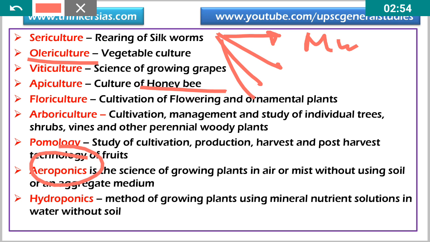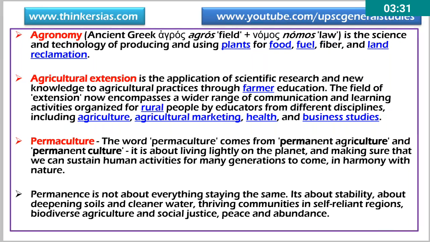Aeroponics is a type of agriculture where plants are grown without soil, in air or mist, without using soil as an aggregate medium. So we can grow crops without soil if we provide sufficient moisture to the roots. That is aeroponics. Hydroponics means soilless culture, but it is not necessarily cultivating crops with the help of water. You can use different media like vermiculite or coco peat for cultivation of crops. Not necessarily water only. So that is hydroponics.